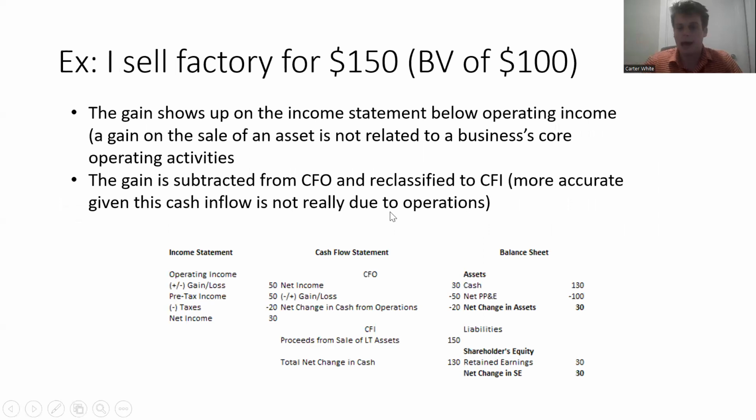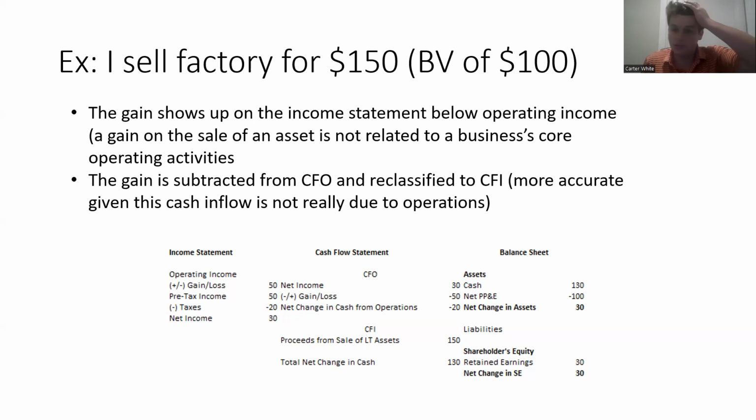So I'll show you how it happens in practice. Let's say I sell a factory for $150 and the net PP&E, the book value on the balance sheet, was $100. So this gain will show up on the income statement below operating income. The reason it's below operating income is because this gain or loss is not related to your operating activities. It's more of an external random event, I would say, not related to your operations. Selling this factory is not actually what your business does. It's not your core operation.